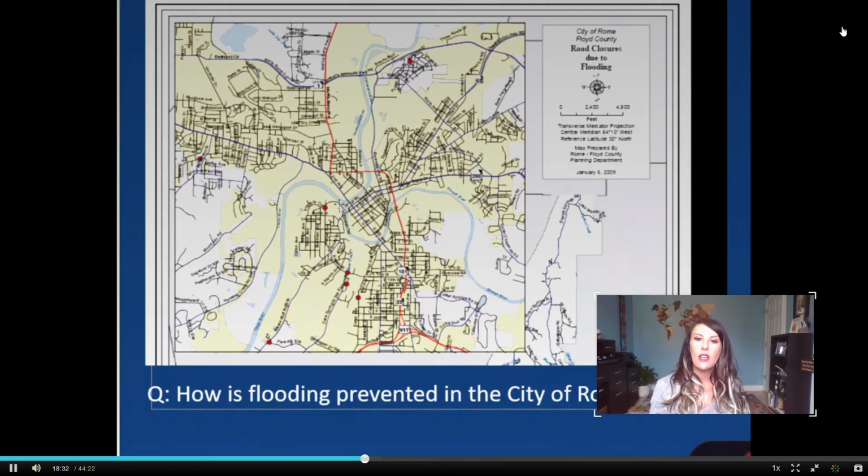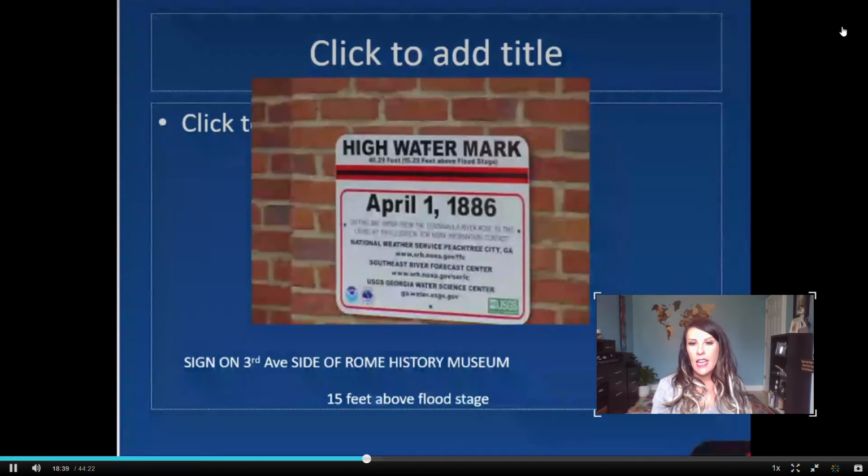So our city center is built around the idea of utilizing these river systems. In 1886, there was what was thought to be the 100-year flood. So if you're downtown on 3rd Avenue and Broad Street, Rome, Georgia, by the Rome History Museum, there is a marker that establishes April 1st, 1886, and this is the high water mark.